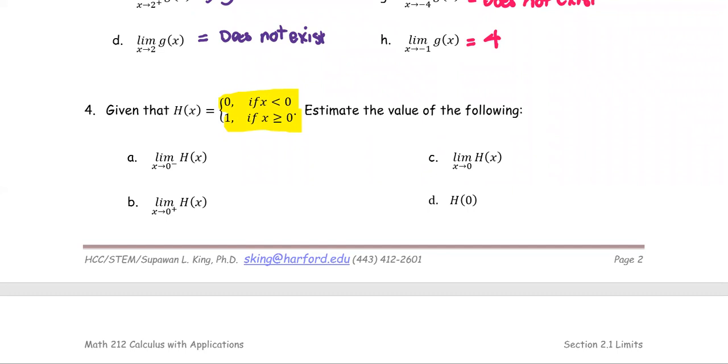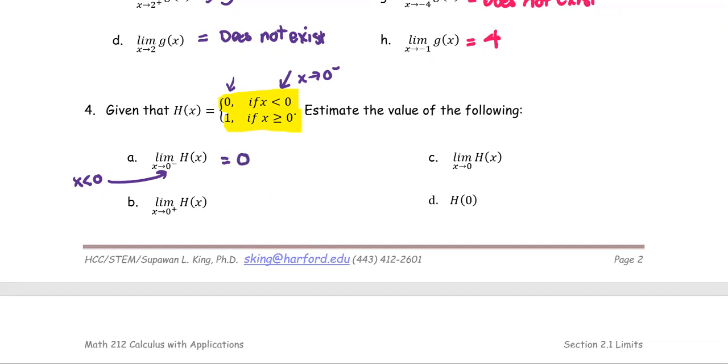For part A, we find the limit of the function h of x as x approaches 0 from the left side, because the superscript is a negative sign. The left side means x is slightly less than 0. From the piecewise defined function, x less than 0. So as x approaches 0 from the left, we take the defined function h of x equals 0. So then the limit is 0 for part A.